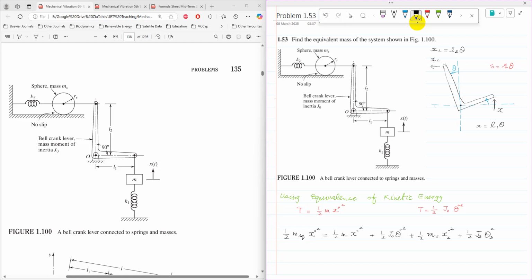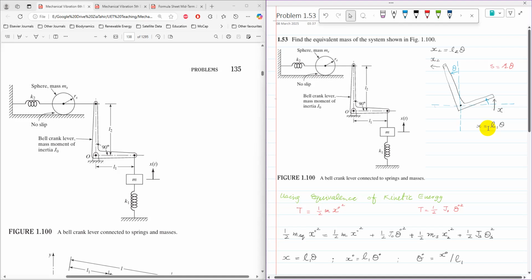Then we can use these relationships to write theta in terms of x, and x2 in terms of x. Now x is equal to L1 theta. By taking the derivative of both sides, x dot is equal to L1 theta dot. So theta dot will become x dot over L1. After substituting that theta dot in this equation, the second expression can be written in terms of x.